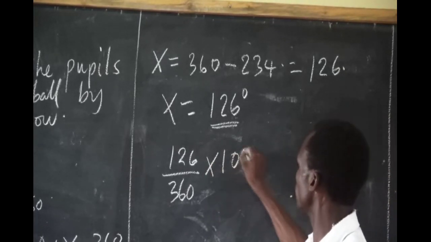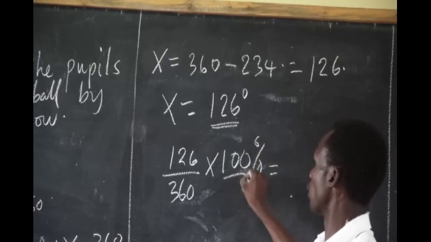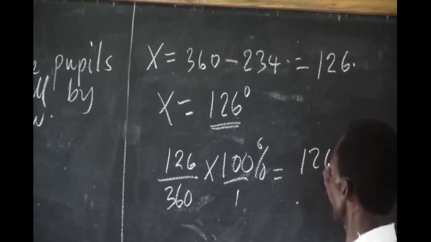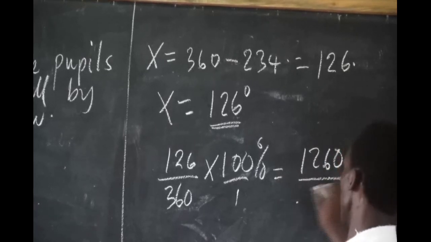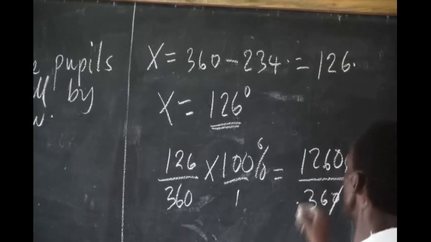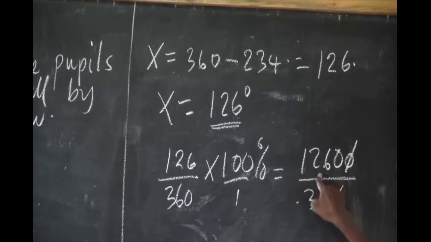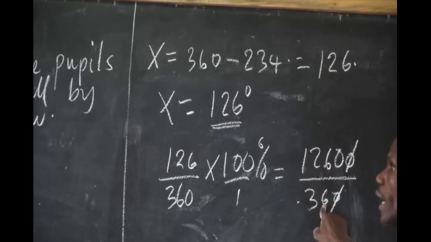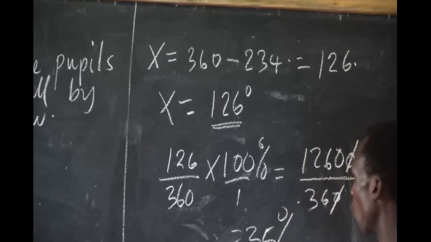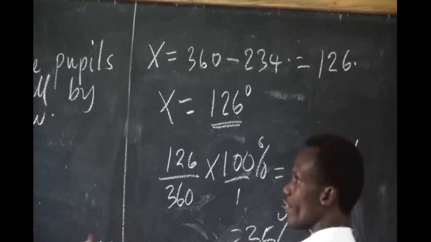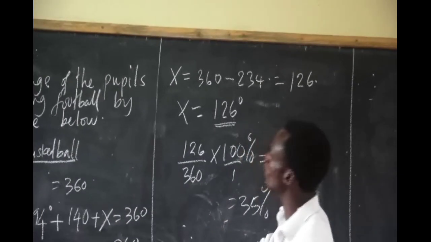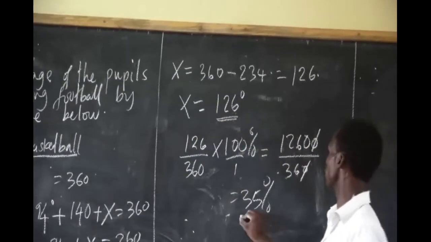Now this should be multiplied by 100. Now this is this times this one, then this over this one. Now it's equal to 1,260, then double 0 over 360. By simplifying this one, definitely you take 1,260 divided by 36. Now when you divide it, you will find it's equal to 35%. Now this is possible to calculate things, to convert things into percentage. And therefore we can conclude the percentage of the pupils that were playing football is equal to 35%.